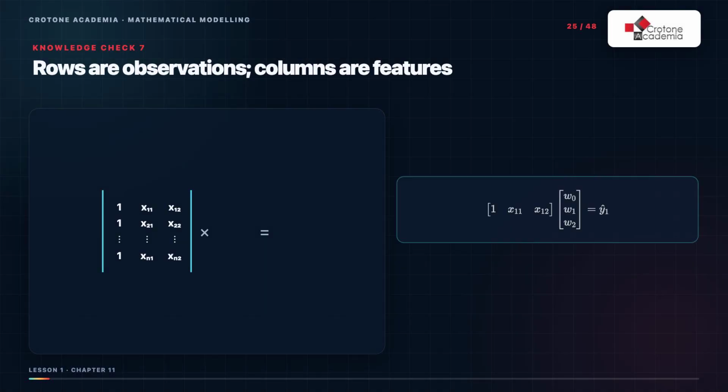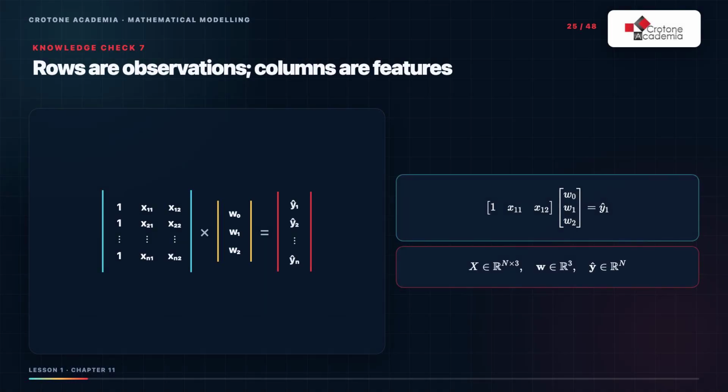Focus on the first row. Multiplying it by w produces the first prediction. The same parameter vector then moves across the second row, the third, and every remaining observation. If there are n observations and 3 columns including the intercept, X has n rows and 3 columns.